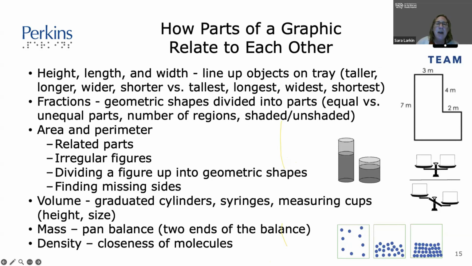The last picture I have is dealing with density and the closeness of molecules. So we have solids, liquids, and gases. The first one, in gas, the molecules are spread out. In the liquid, they're a little closer together. And then in the solid, they're really close together. So that idea of how close those are in relationship to each other is important.